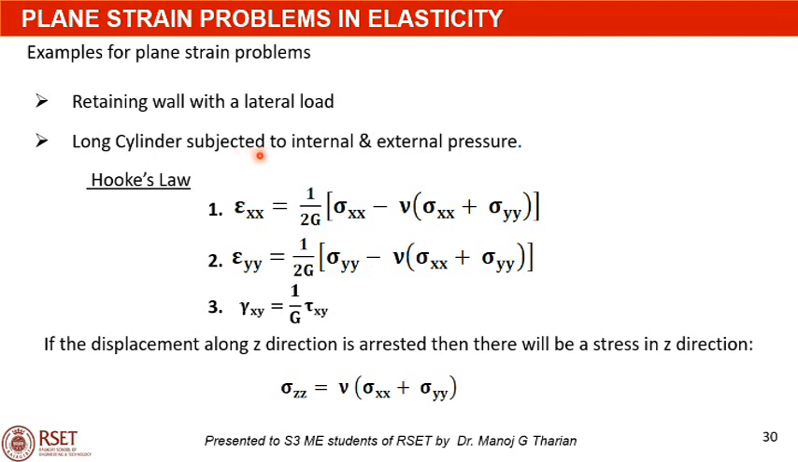The Hooke's law for the plane strain problem will get reduced to the form epsilon xx is equal to 1 by 2G into (sigma xx minus nu into (sigma xx plus sigma yy)). Epsilon yy is equal to 1 by 2G into (sigma yy minus nu into (sigma xx plus sigma yy)), and gamma xy is equal to 1 by G into tau xy. The expression for sigma zz is equal to nu into (sigma xx plus sigma yy).